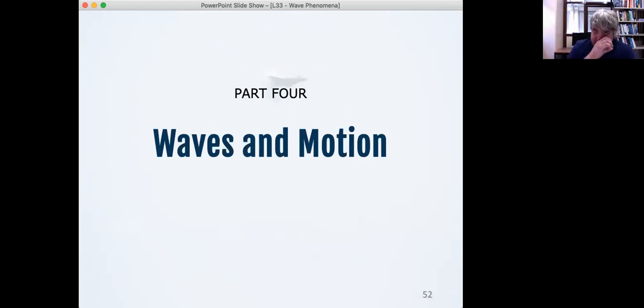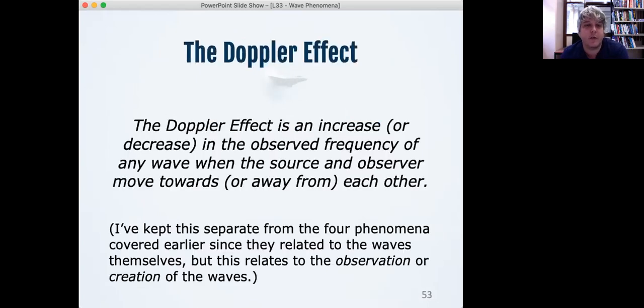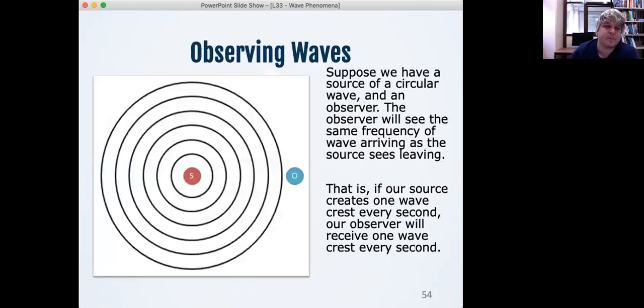As I promised, the last section is on the idea of movement between waves and sources or observers, and it's relating to the Doppler effect. The Doppler effect is an increase or decrease in the observed frequency of any wave when the source and observer move towards or away from each other. I've kept it separate from the other phenomena because those just refer to waves in general. This is specifically talking about the creation or the observation of waves.